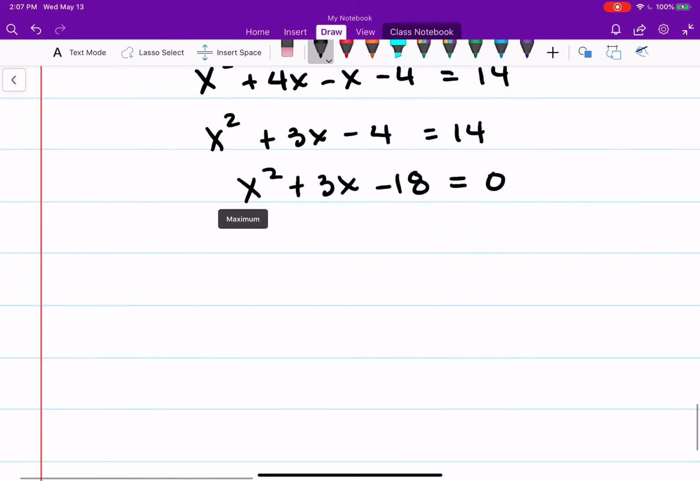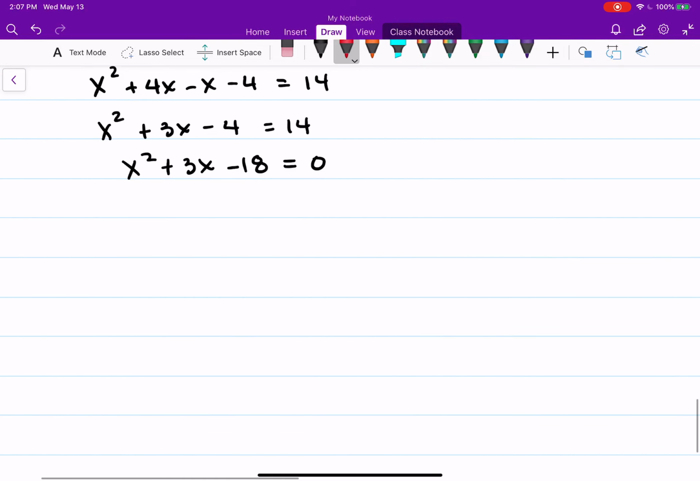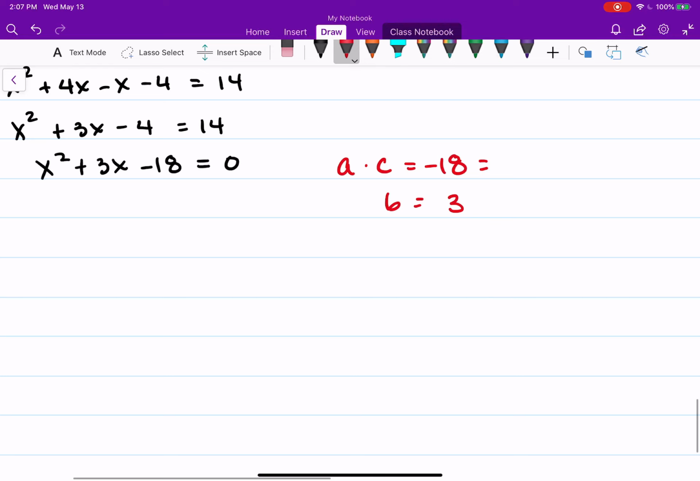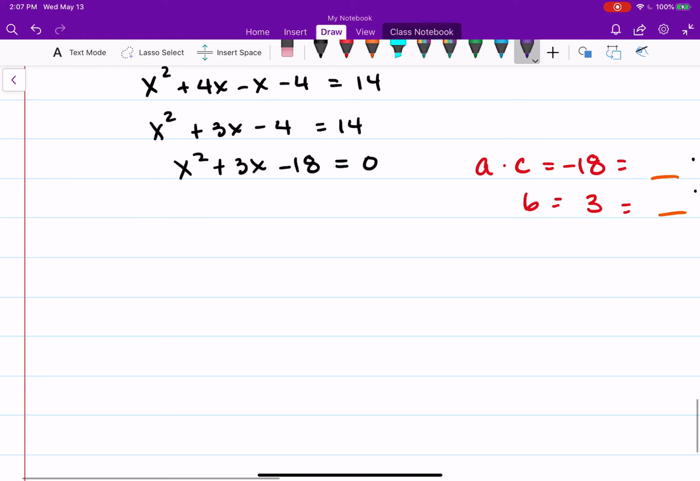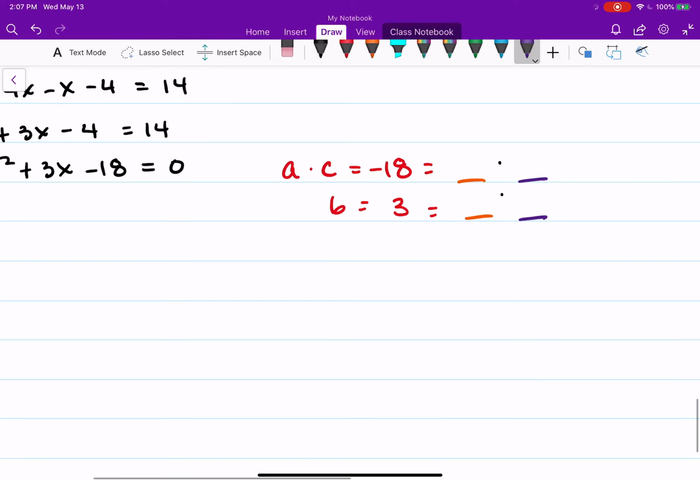Now, is there a GCF? Answer is no. So I go to the side, say, okay, A times C is equal to negative 18. B is equal to 3. So I need to find my two numbers. But since A is equal to 1, right? So let me see. Let's find these two numbers first.